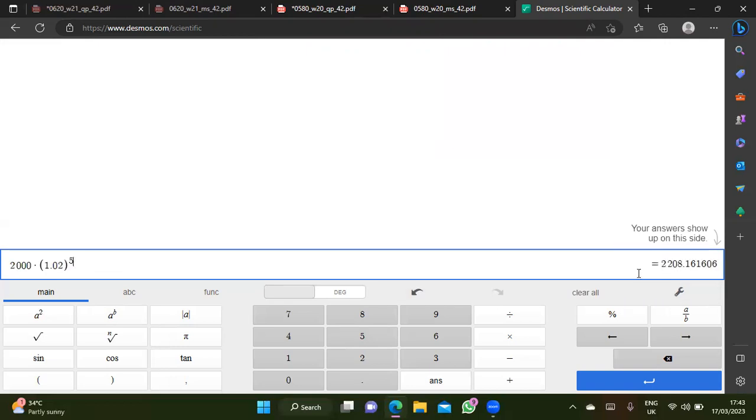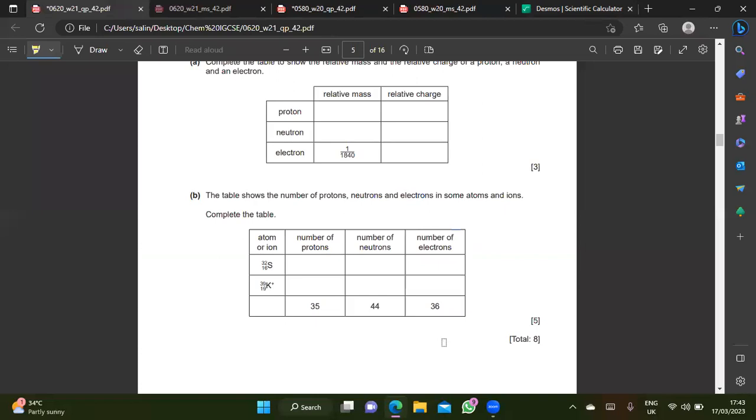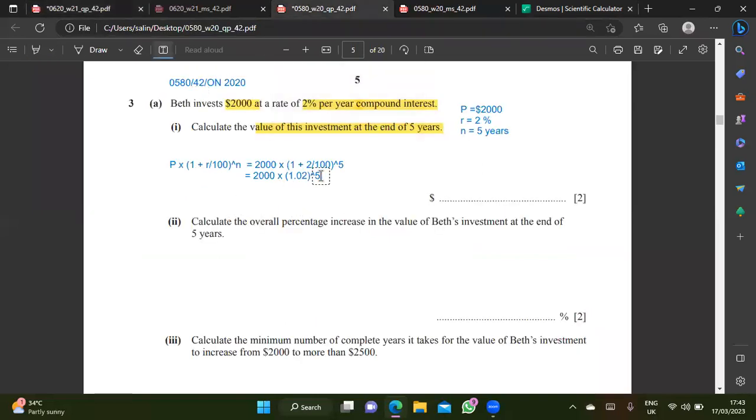There you go, that's your answer, yeah? So the answer is 2208. So that's your answer, 2208. Okay, 2208. So we're just going to put down the answer here. Sorry, that's chemistry paper. So here, yeah.